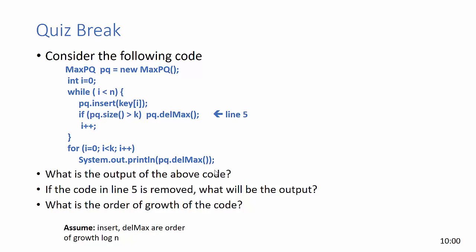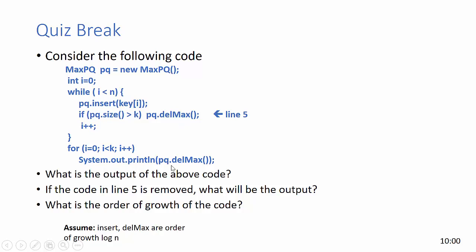All right, so let's take a quiz break and think about this question. I'll let you think about this. Okay, let's take a few minutes to do that. All right, so let's see what happens here. We want to know what the output of the above code is. Before that, let's talk about the output. So we created a max PQ and set i to 0, and then while i is less than n, so we're getting some n things, we insert the key i into the priority queue. And if the size of the priority queue is greater than k, we delete the max. And then after we exhaust n things here, we will go and print it.